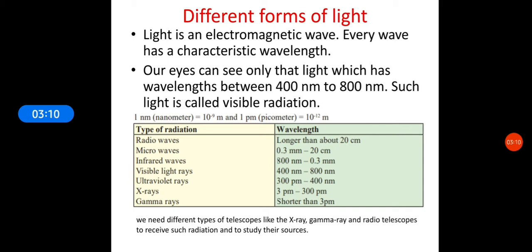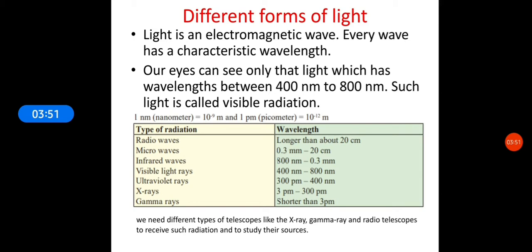Depending upon the range of the wavelength, there are different types of radiations like radio waves, microwaves, infrared waves, visible light rays, ultraviolet rays, X-rays and gamma rays. Of all the above types, our eyes are only capable of seeing the visible radiation. Thus, we use the visible radiation telescopes, that is optical telescopes, made from regular lenses or mirrors to see the visible radiation coming from the space.